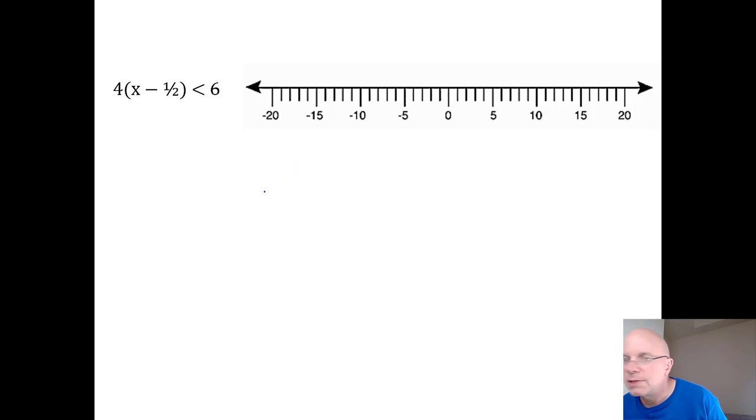This is a little tougher because you have to do some distribution first. We don't have to. There's another way, but I don't want to overly complicate this. So if you have a number that's being multiplied by more than one term, you have to distribute that factor to both terms. So 4 times x minus 1/2 is the same as 4 times x, which is 4x.